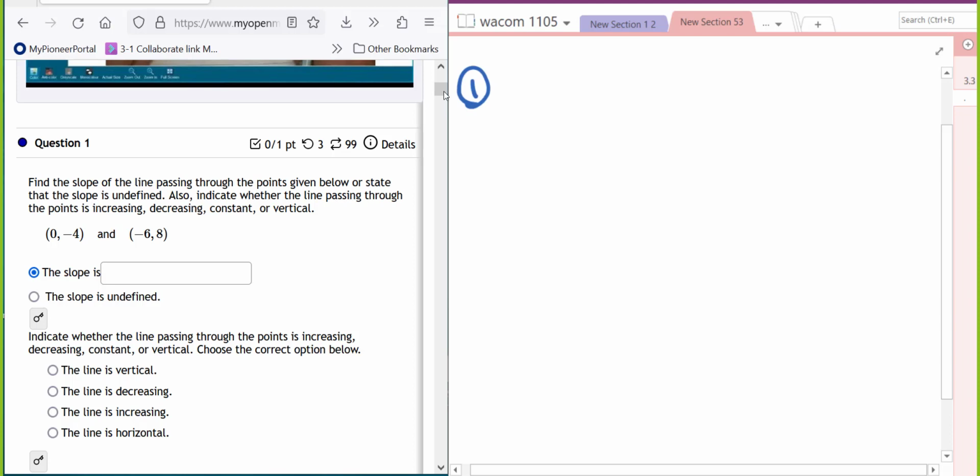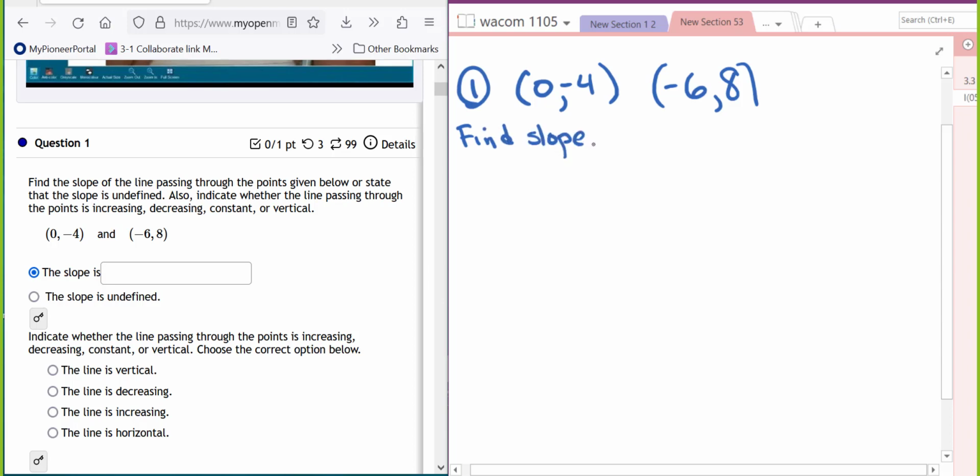And it wants us to find the slope of the line that goes through these 2 points. So we have 0, -4, and -6, 8. They are asking us to find the slope. I would label so that it's easy to plug in. So if we call this one point 1, this will be x1, y1, and this will be x2, y2.